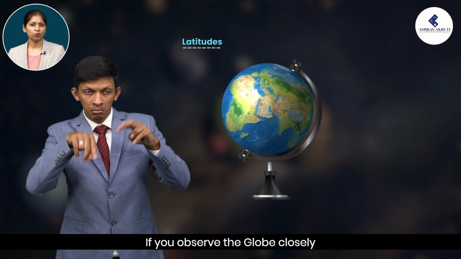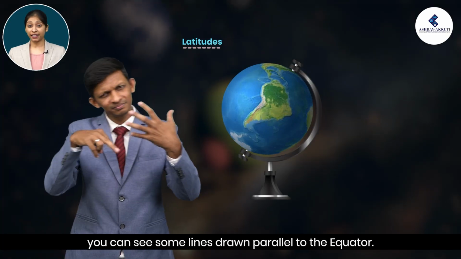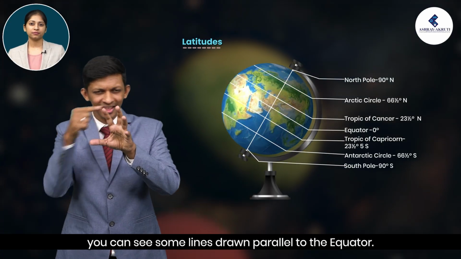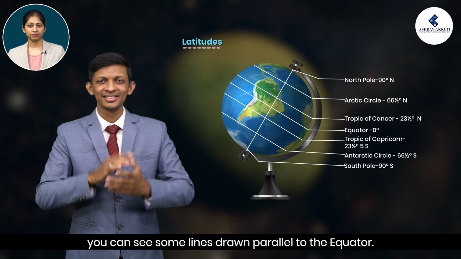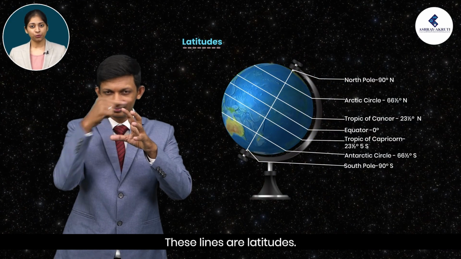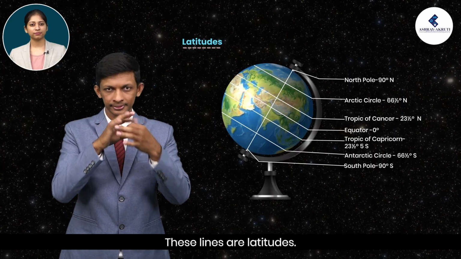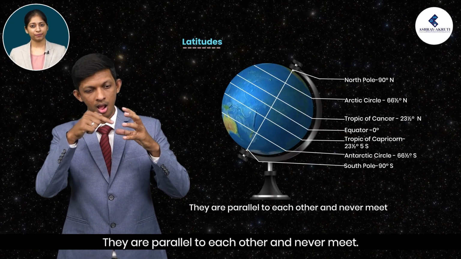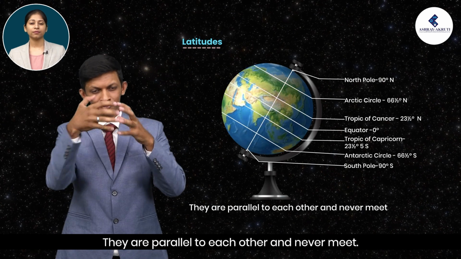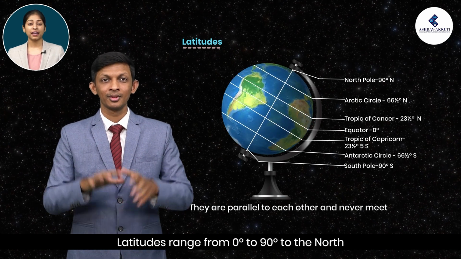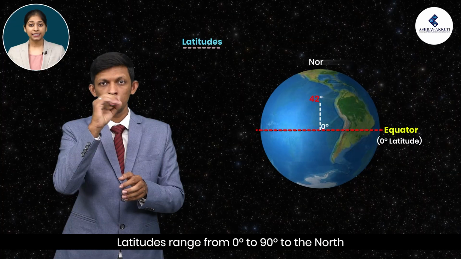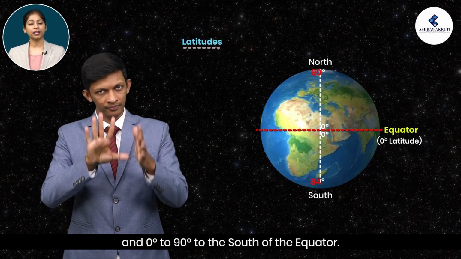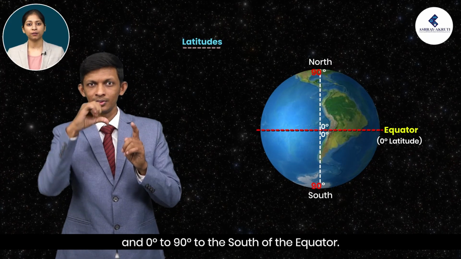If you observe the globe closely, you can see some lines drawn parallel to the equator. These lines are latitudes. They are parallel to each other and never meet. Latitudes range from 0 degrees to 90 degrees to the north and 0 degrees to 90 degrees to the south of the equator.